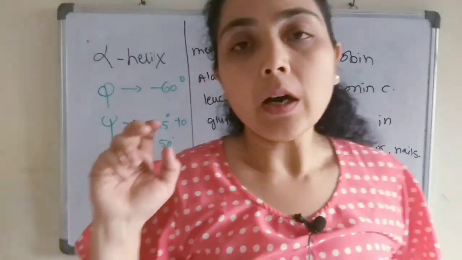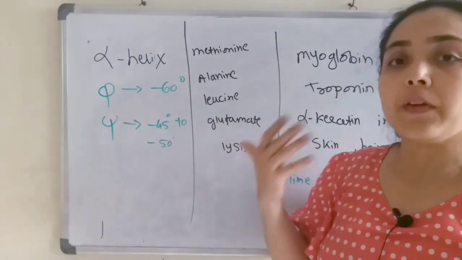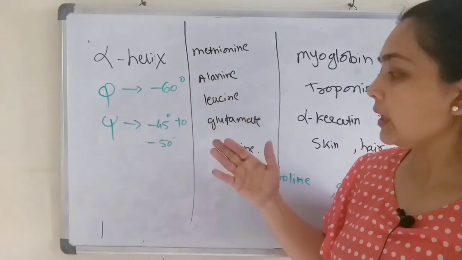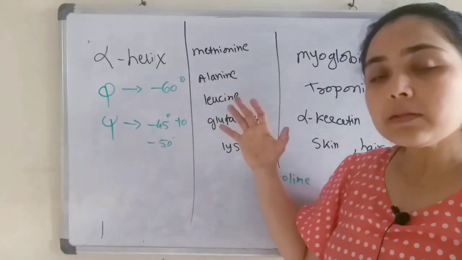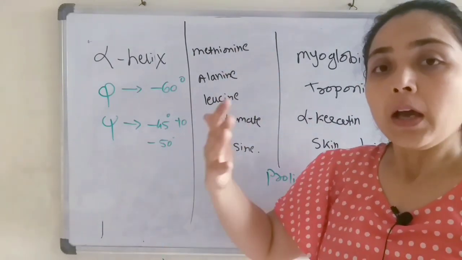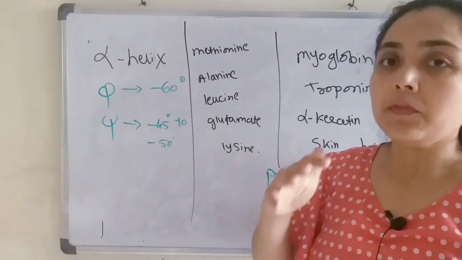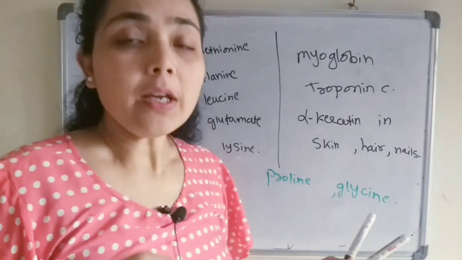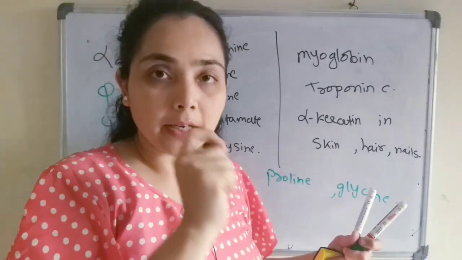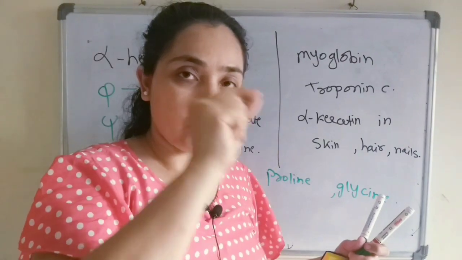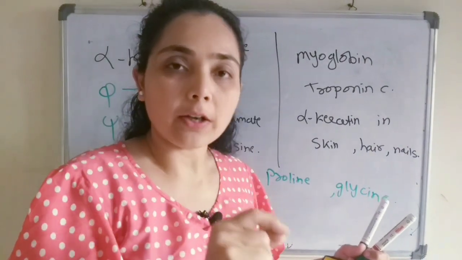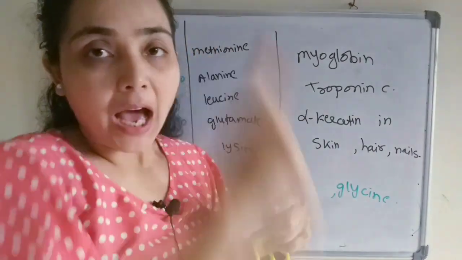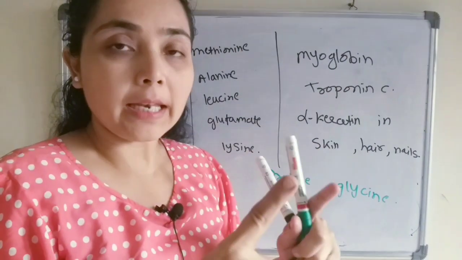Now let's see the amino acids which favor the alpha helix structure. Some examples are methionine, alanine, leucine, glutamate and lysine. These amino acids favor the structure of the alpha helix. But there are some amino acids which are known as helix breakers. These are proline and glycine. Proline has a ring-like structure, so the hydrogen on the nitrogen is not available for hydrogen bond formation. Therefore a sharp bend will take place while forming the helix structure.